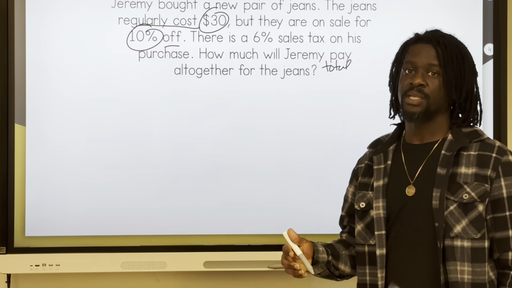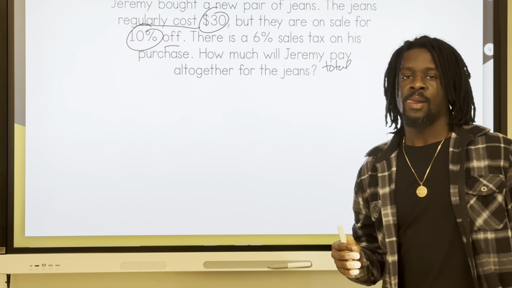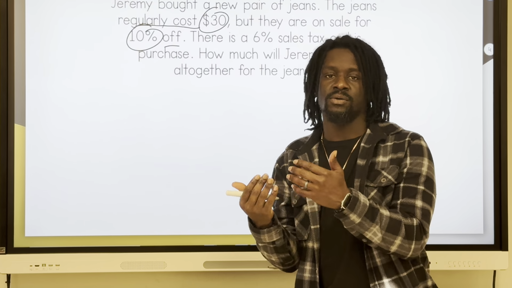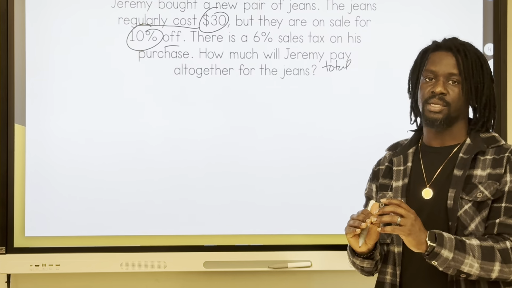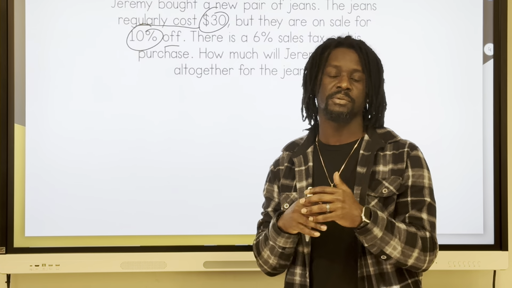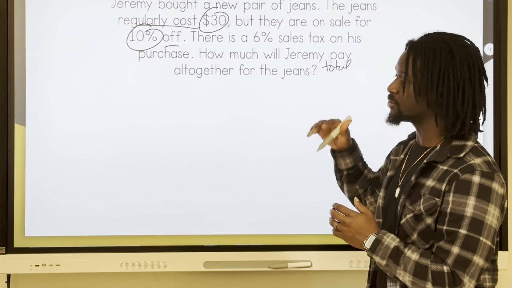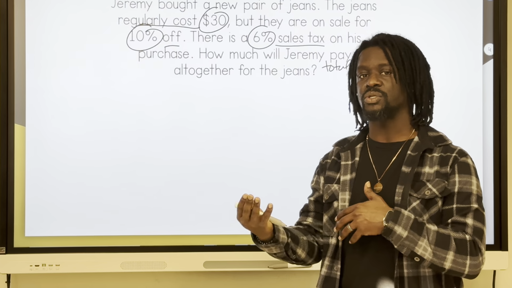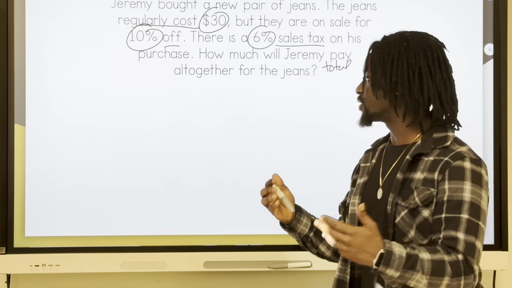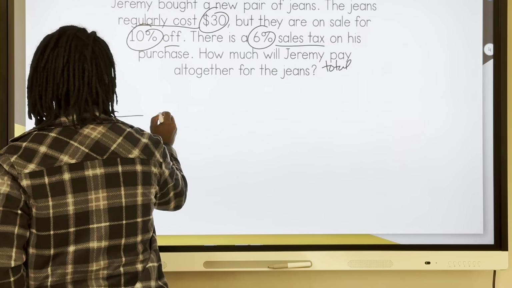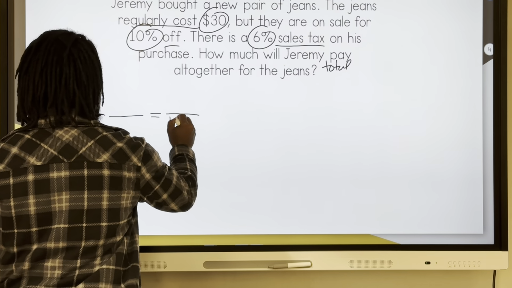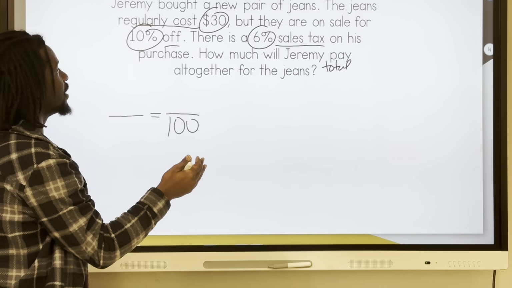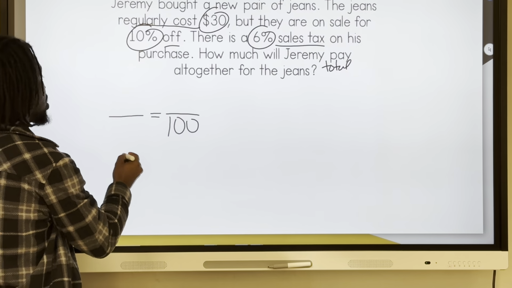Okay. Now, again, for this one, you have two things that you're doing. The discount is going to be subtracted, okay, because discounts are taken away from the total. And the sales tax is being added, okay? So we have to do those two separately, okay? So I'm going to start by setting up the proportion in order to figure out, okay, what is the discount going to be? What is the percentage off?